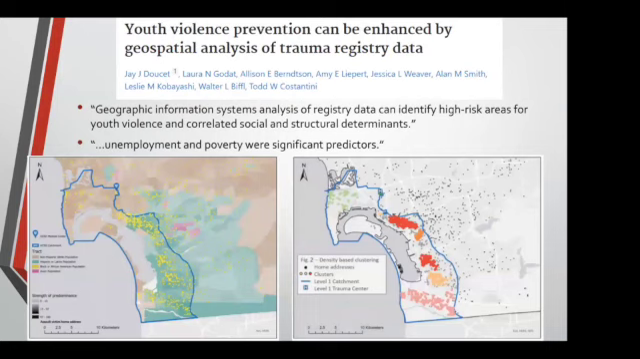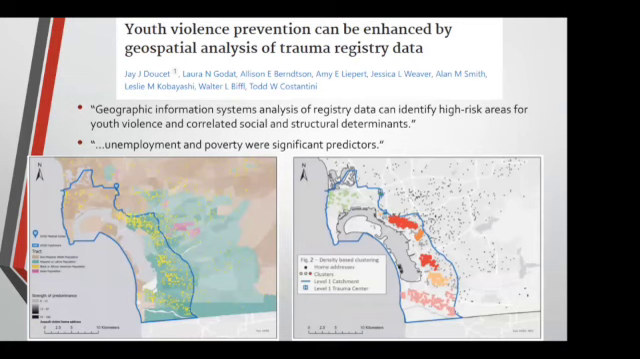Another paper here specifically looking at youth violence prevention. This was done in San Diego by Doucette and colleagues. Starting on the map on the left, I do apologize, it's a little bit small. The yellow dots there represent incidences of youth violence, assaults. And then the background symbology of those browns and greens represent the different racial majorities for those particular areas.